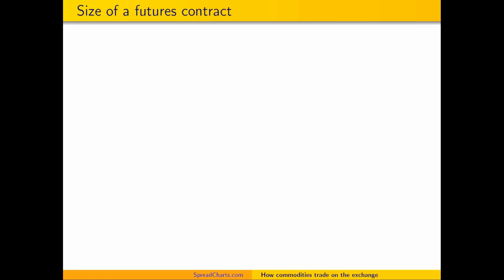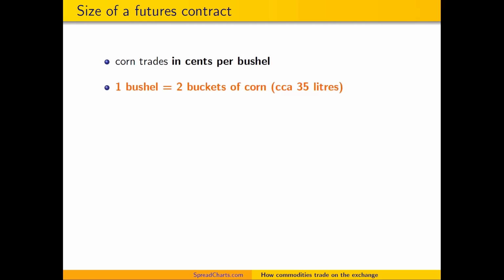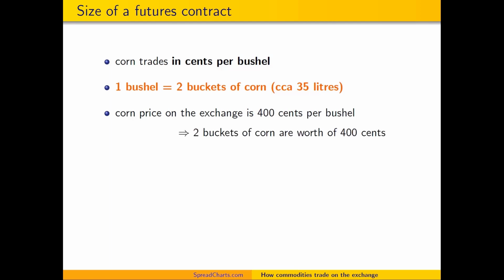We know the price unit for corn is cents per bushel. A bushel is a unit of volume and it is approximately 35 liters. You can imagine it as 2 buckets of corn. And when the current price of corn on the exchange is 400 cents, it means that these 2 buckets of corn cost 400 US cents. This is the price we see on the chart.